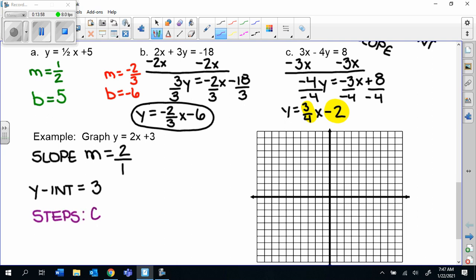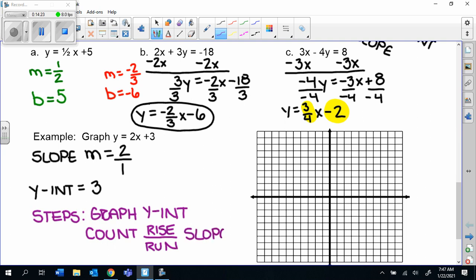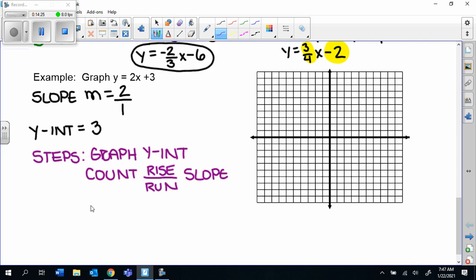Graph the y-intercept first. And then we're going to count out the slope. And I'll explain this, review this again if you've already seen the slope video. So count out the rise over run for the slope. And then we're going to connect the dots.